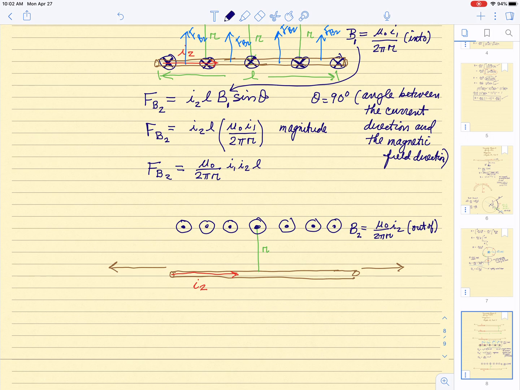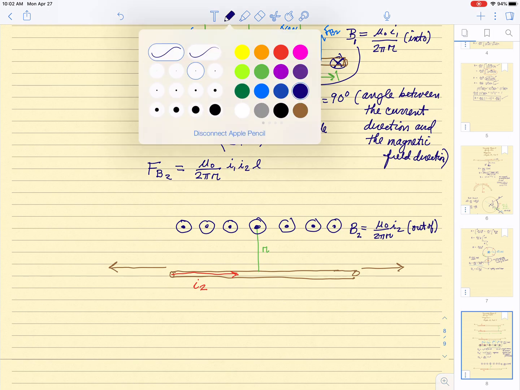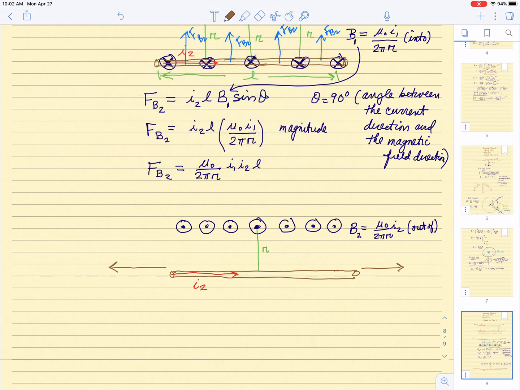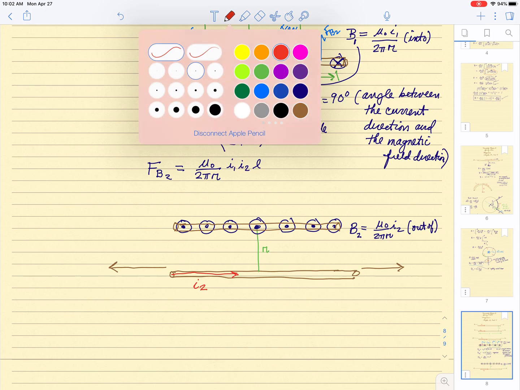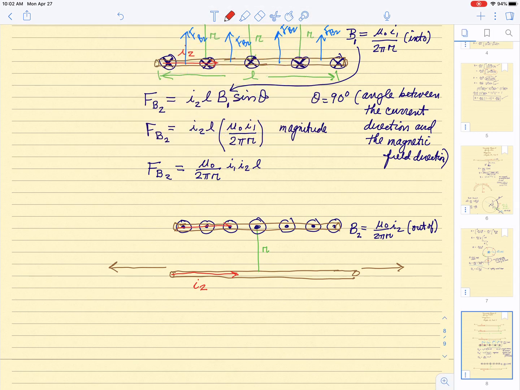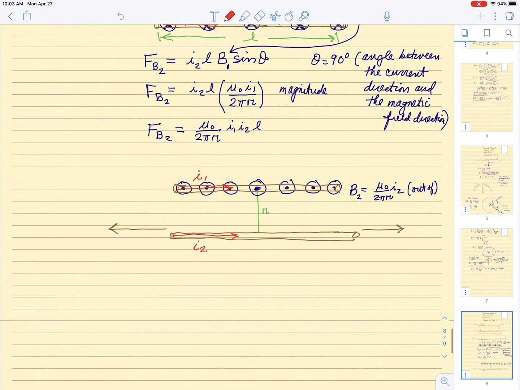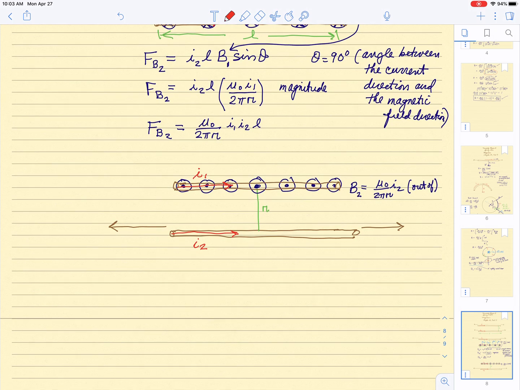So now what do you think we're going to do? We're going to put wire 1 back in. There it is, there's wire 1. Remember that wire 1 has a current going through it in this direction. That would be I1. And so now wire 1 is going to feel a magnetic force from the magnetic field generated by wire 2.